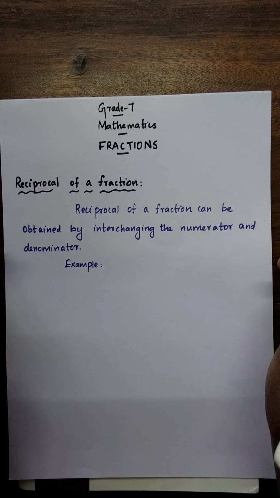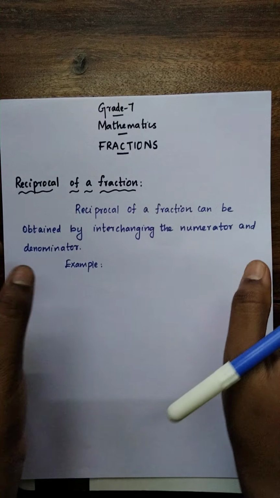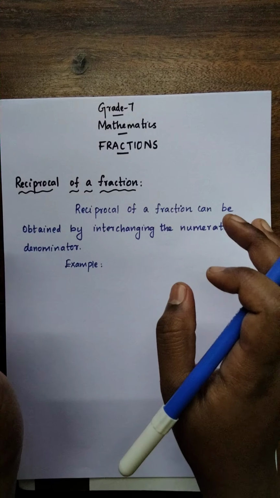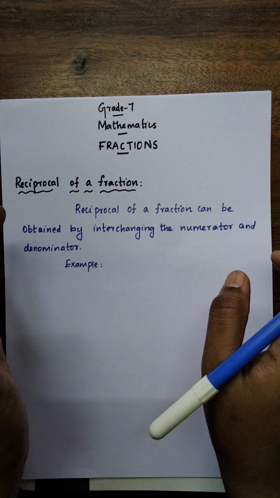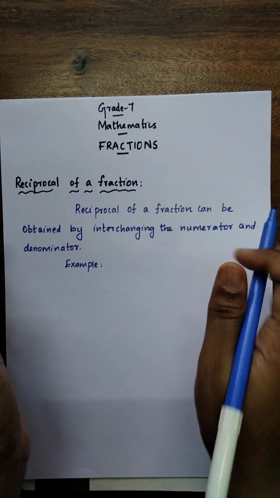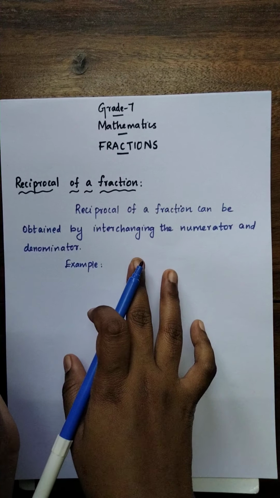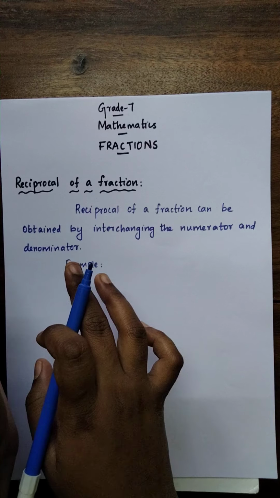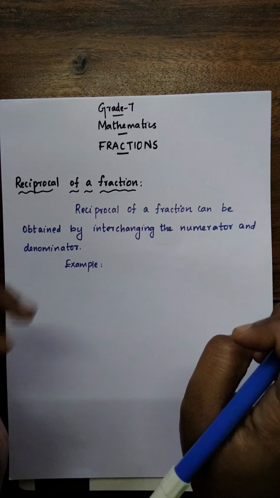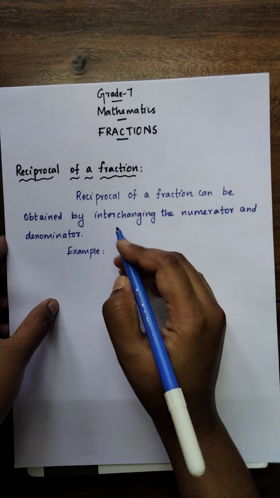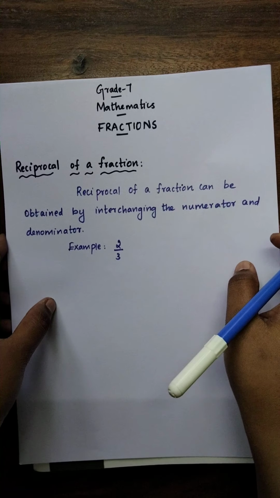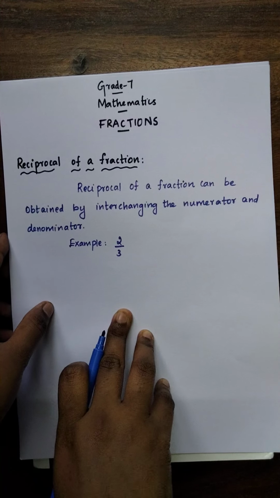Before getting to the topic, we are going to see what the reciprocal of a fraction is. This reciprocal is very important in division. What is the reciprocal of a fraction? It is obtained by interchanging the numerator and denominator. For example, we have the fraction 2 by 3. We are going to write the reciprocal of 2 by 3.